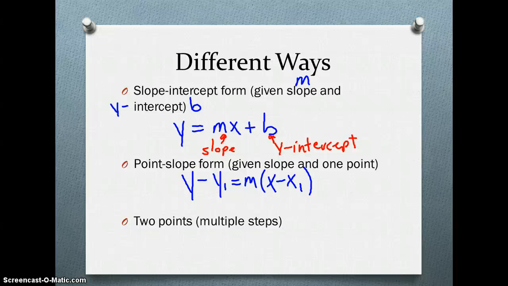Now, if you're given 2 points, you have to first calculate the slope of the line, and then you bump back up to using point slope. You pick one of your 2 points and the slope that you calculated, and you use the point slope formula. And we'll see examples of all of these as we move on.